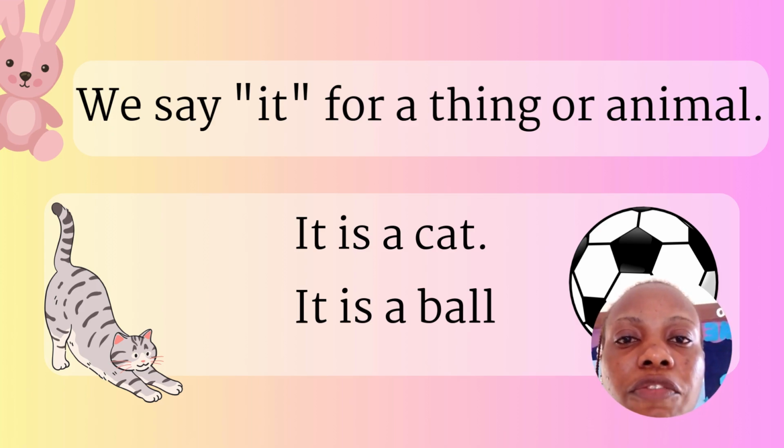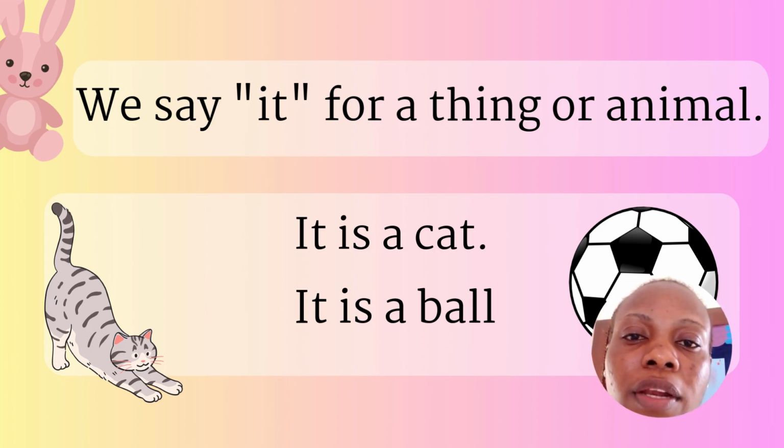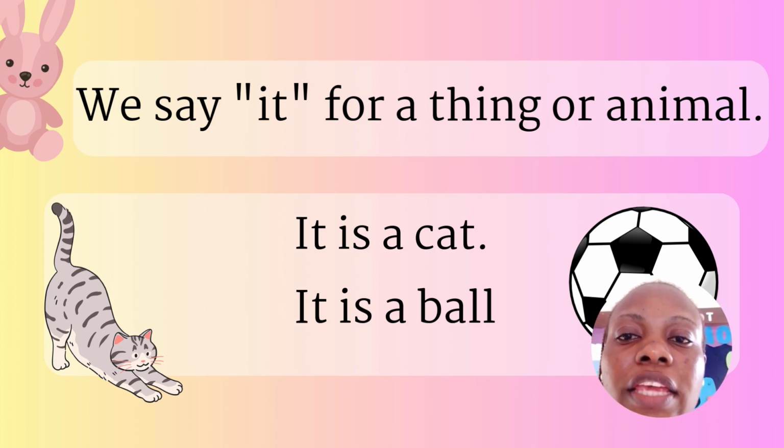Now we use it for a thing or animal. So rather than saying the table is yellow, we can say it is yellow. So we are using it for that thing or for a particular animal.